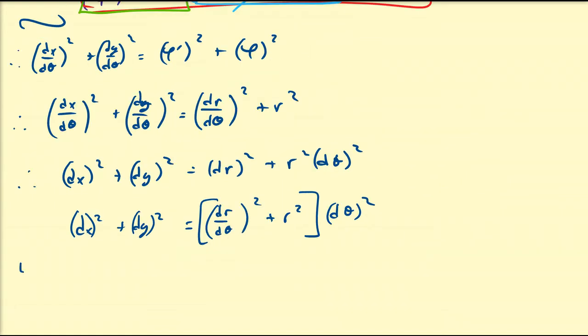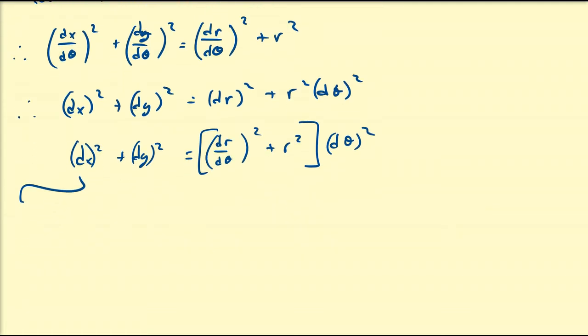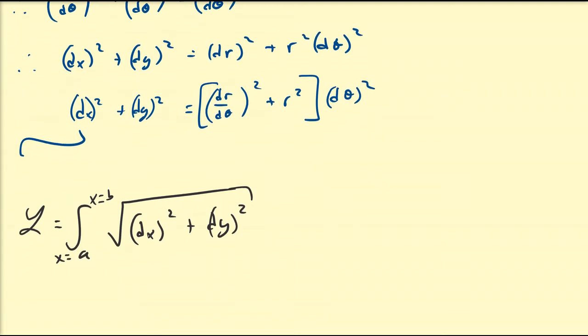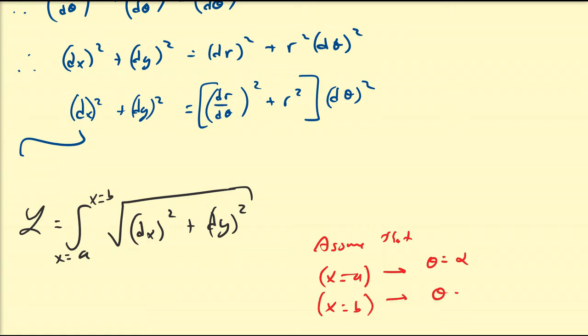All right, so let's go back to our Cartesian representation for our curve. So the arc length is going to be equal to the integral from x is equal to a to x is equal to b of the square root of the squared differential of x plus the squared differential of y, right? And let's just assume that when x is equal to a, theta is equal to alpha, and when x is equal to b, theta is equal to beta. And you can do some justifications here on your own if you wish to see why we can make this assumption.